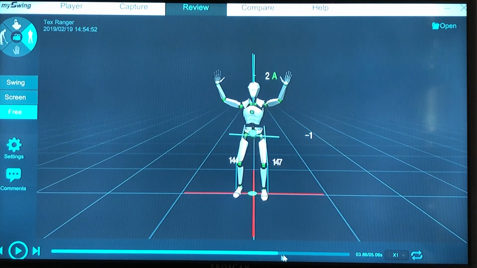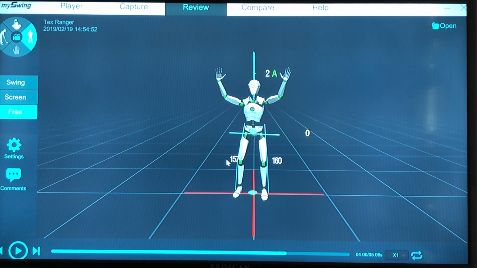It turned out that nobody knew that he did have some surgery over here on the right side. And so, as you know, one of the biggest causes of injury is a previous injury. So this is good information to know, and this is how you can use MySwing.